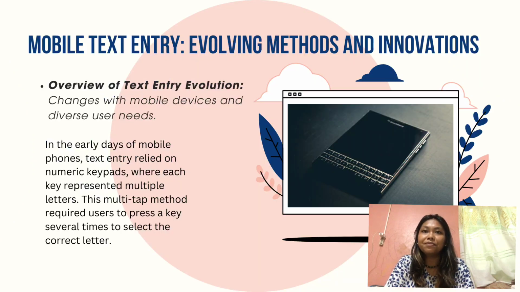In the early days of mobile phones, text entry relied on numeric keypads, where each key represented multiple letters. This multi-tap method requires users to press a key several times to select the correct letter. Predictive text technologies like T9 and Letterwise later improved typing efficiency, especially for longer messages, by using dictionaries and probabilities to suggest words as users type.